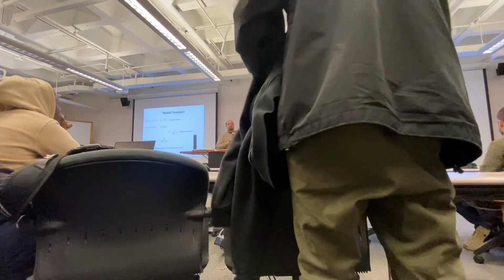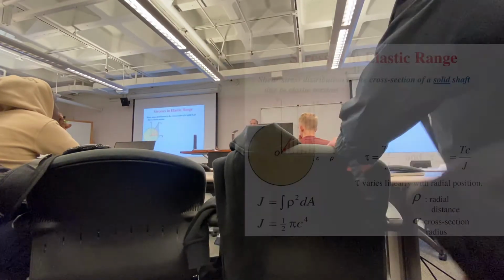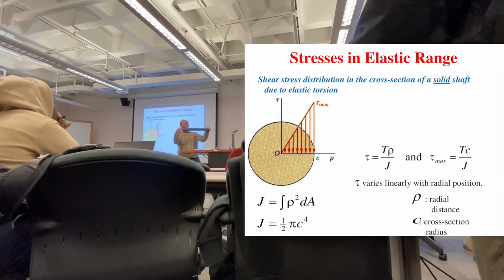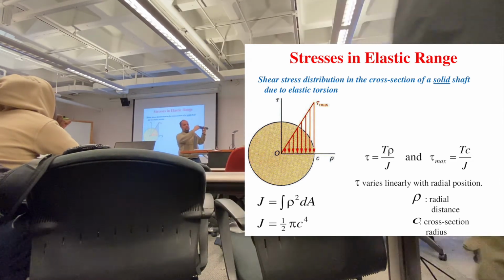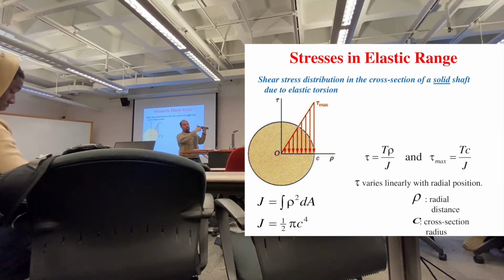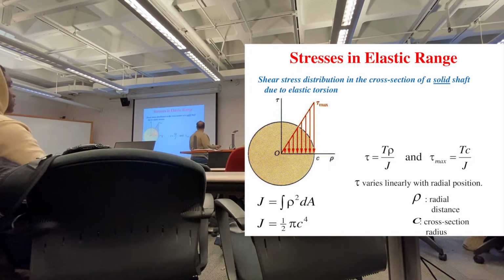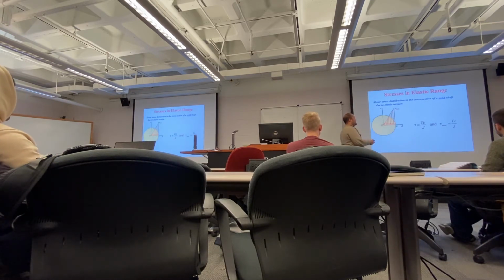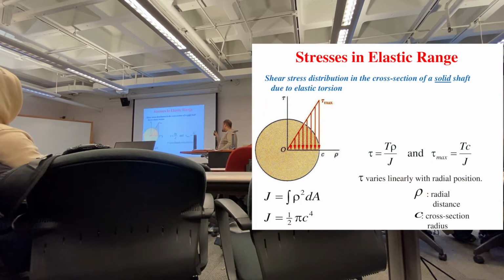Next topic is basically torsion. If you have a shaft under torsion, the torsion produces shear stresses which vary linearly with radius, starting at 0 at the middle and reaching the maximum at the edge. Tau, the shear stress, is T rho over J in general, but tau maximum at the edge is Tc over J, where c is the shaft radius. J is the polar moment of inertia, pi over 2 times c to the fourth. Tau varies linearly with radial position, rho is the radial distance, and c is the cross-sectional radius.